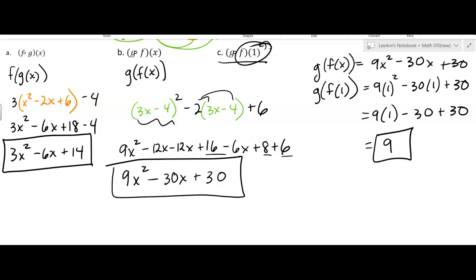Okay, so hopefully that makes sense. It might have been kind of quick. The hard part, I think, was squaring out the binomial there and keeping track of all those terms, but that's how it works.